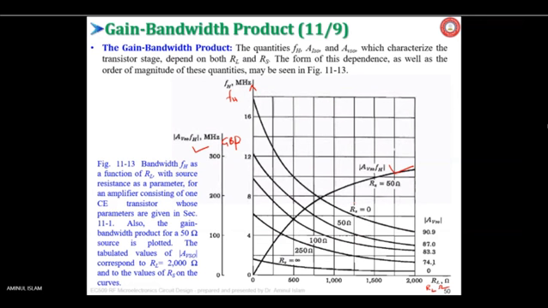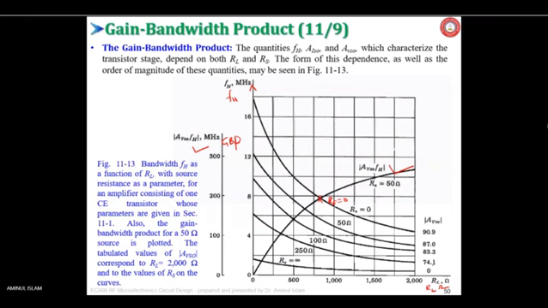And what about the effect of RS on GBP? As RS increases, what happens to GBP? RS is source resistance. Yes, Pratham? So GBP also increases. GBP will increase. Harsh Tripathi, when RS is increasing, it decreases. Is it decreasing? See, for this, at this point, remember GBP somewhere where RS is 0.